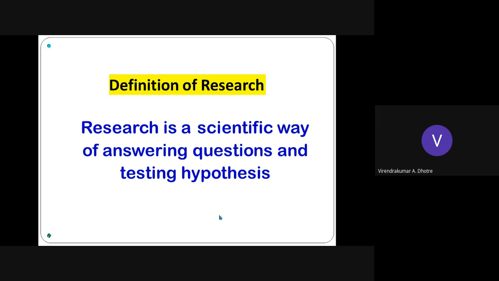Anybody knows what is meant by hypothesis? Hypothesis is a kind of assumption which we prove becomes true. We test this hypothesis and prove that the hypothesis was right. And the way we do that, again, it is a scientific way. So it is called research.